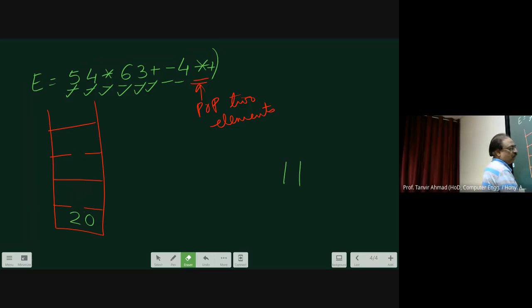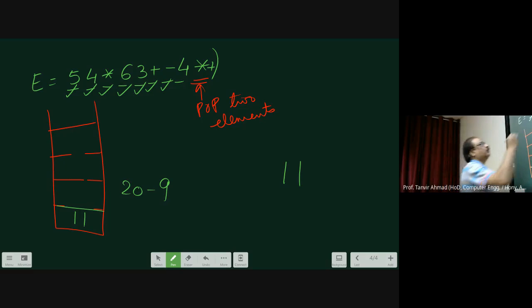And then I am going to push 9. Then I get minus. 9 will come here, 20 will come here. Therefore, I process this minus also. And therefore, what I will get is this 11. Okay. I also process this 11. Then I got 4. I pushed 4 over here. Now I get multiplication sign. Now 4 will come here, 11 will come here. I will get 44.